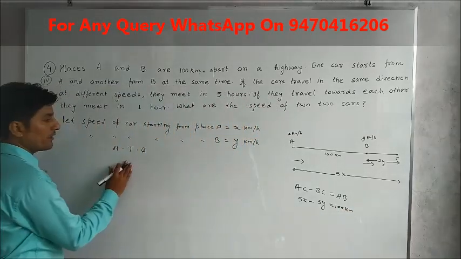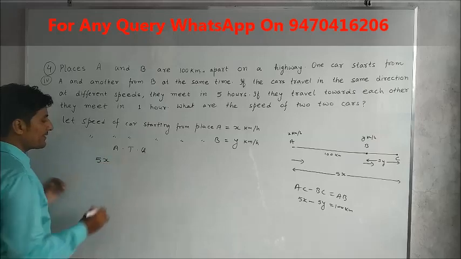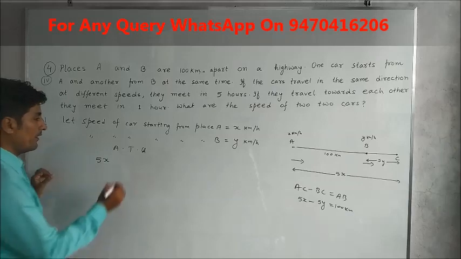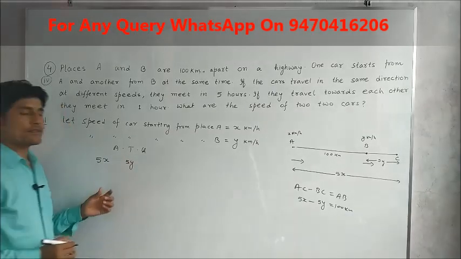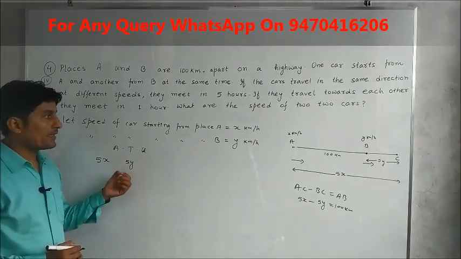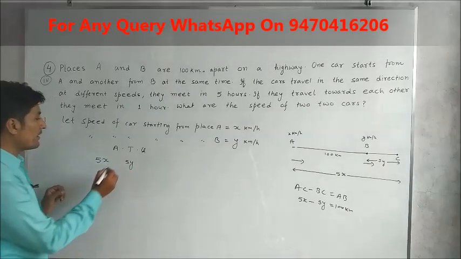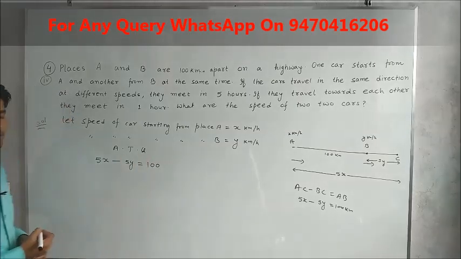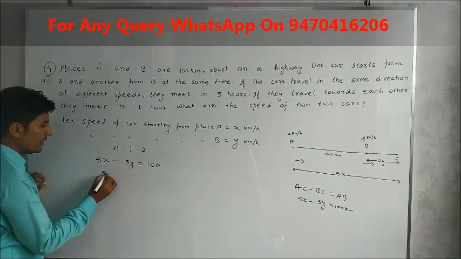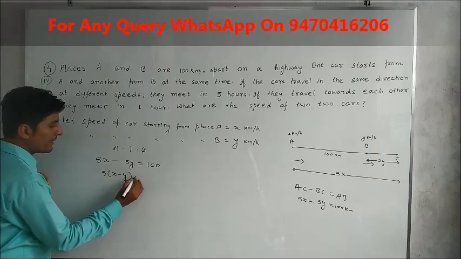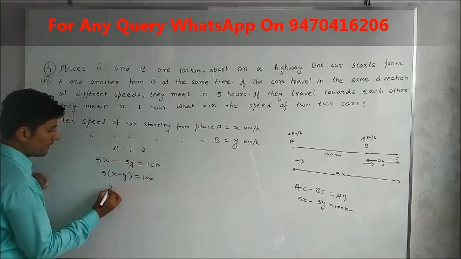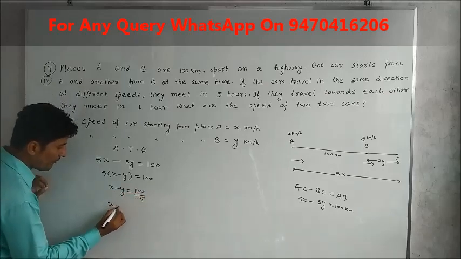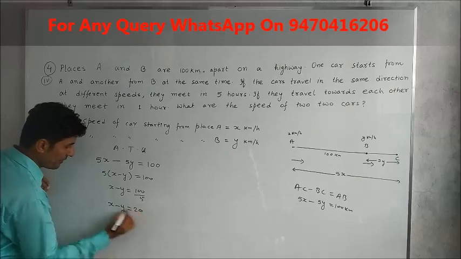So the very first equation we can write here: 5x is the distance traveled by the car starting from point A, and 5y is the total distance traveled by the car starting from point B. The difference of these two distances is equal to 100 kilometers. After solving this, we have the equation 5 into (x minus y) equals 100, so x minus y is equal to 100 upon 5, or x minus y is equal to 20.